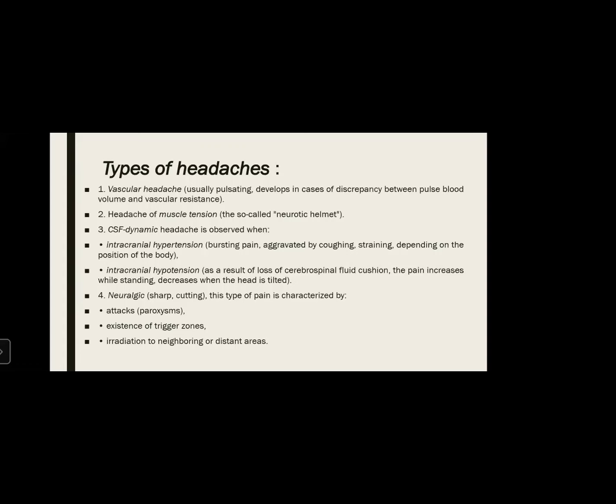Second, headache of muscle tension. Third, dynamic headache is observed with intracranial hypertension, a bursting pain aggravated by coughing, straining, and depending on the position of the body, and with intracranial hypotension, as a result of loss of the cerebrospinal fluid cushion, where the pain increases while standing and decreases when the head is tilted. The fourth type is called neuralgic, a sharp, cutting pain characterized by attacks and irradiation to neighboring areas.